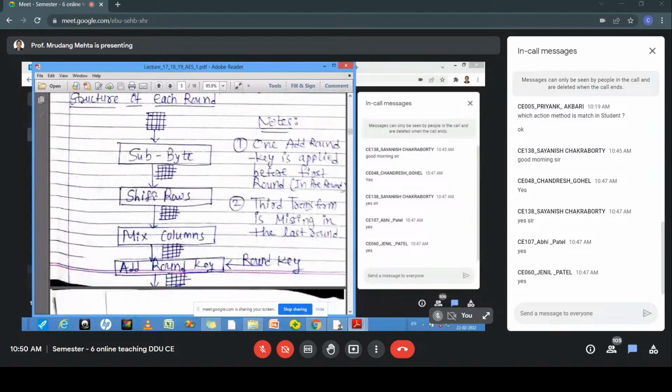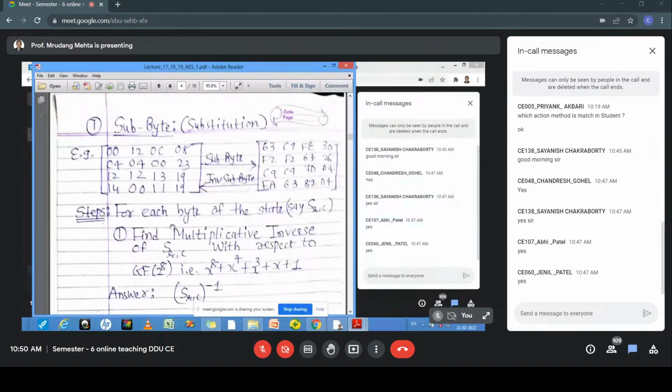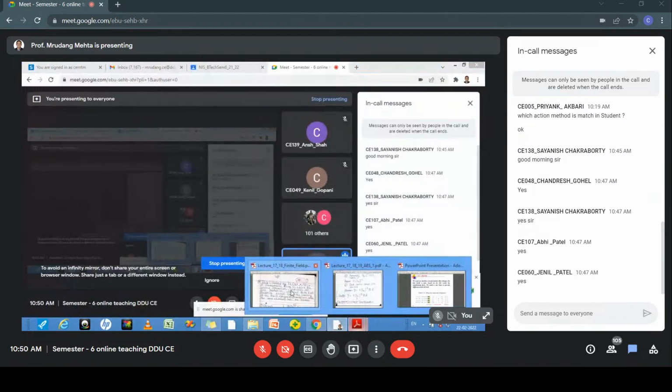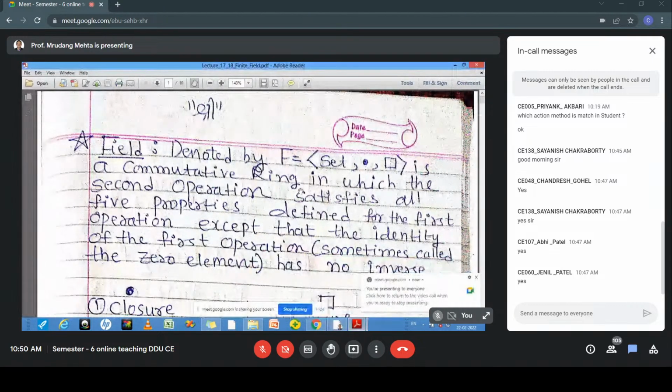Now the structure of each round is sub byte, shift row, mix column, add round key. All this I have already discussed, so I'm not repeating it. Here we need a concept of byte, sub byte, right? So that is why we started the discussion of finite field. So today I intend to finish this finite field discussion.